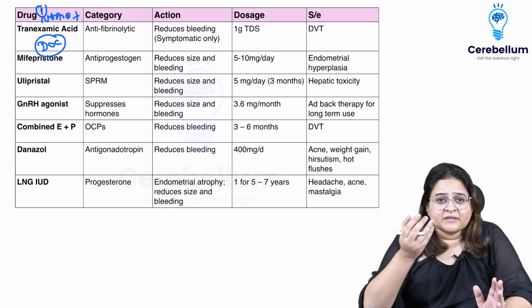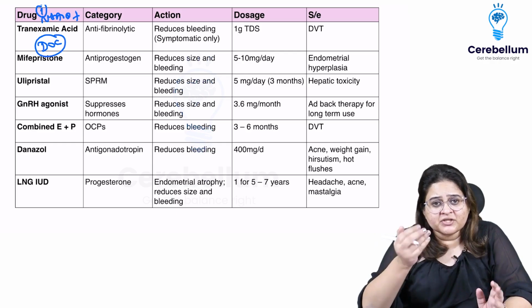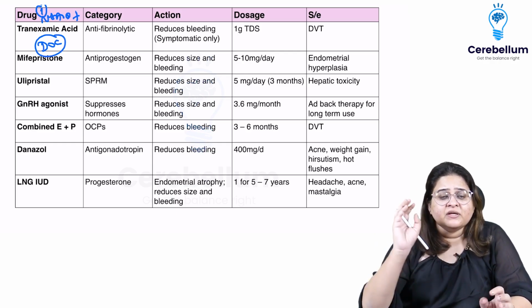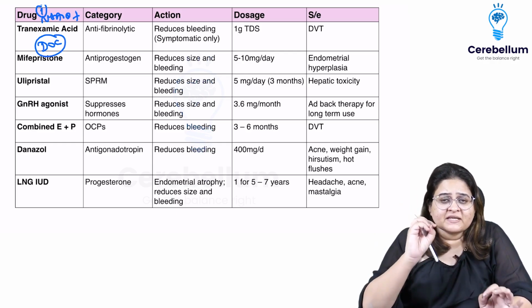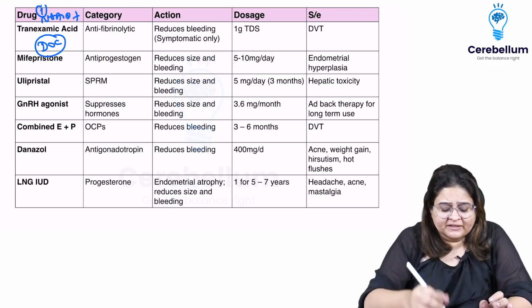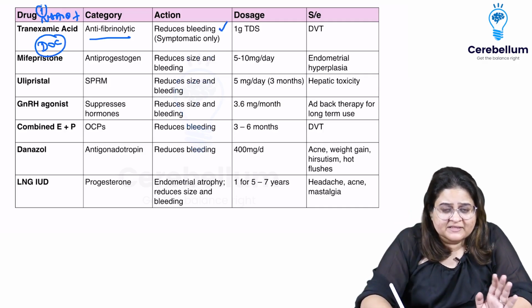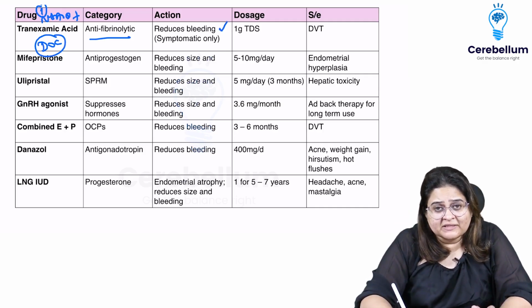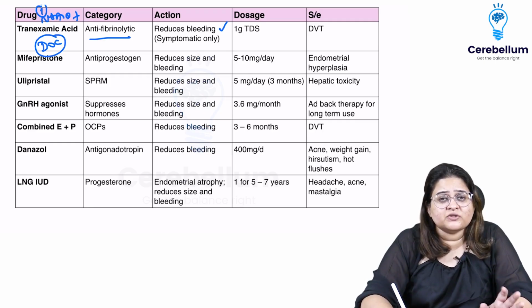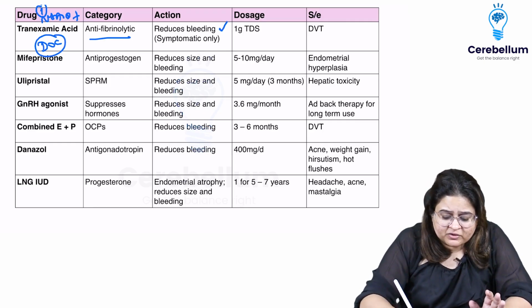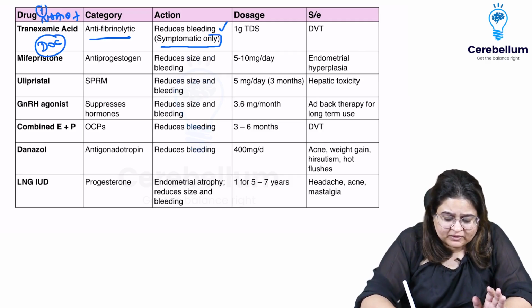If the primary complaint is dysmenorrhea, even in menorrhagia, NSAID is your first option. Otherwise, a combination of NSAID and tranexamic acid, which is an antifibrinolytic, would be a second option. TXA, tranexamic acid, will reduce the bleeding. Mefenamic acid or NSAIDs will reduce the pain also. Okay, so remember, it is symptomatic only.